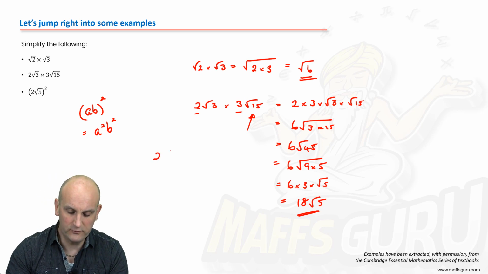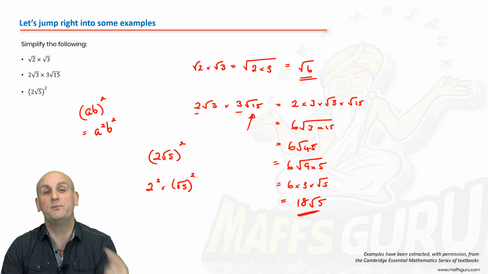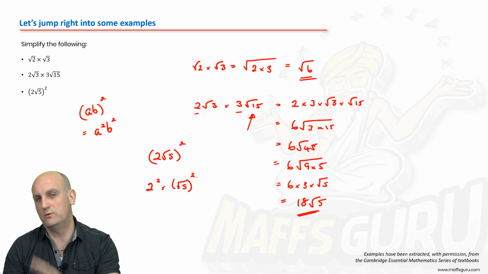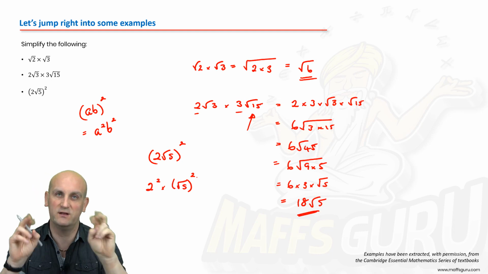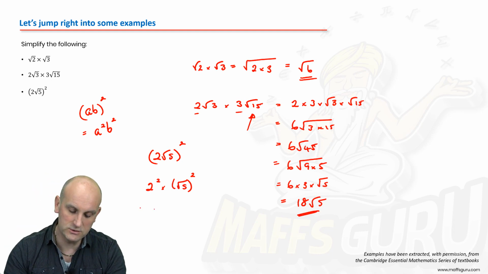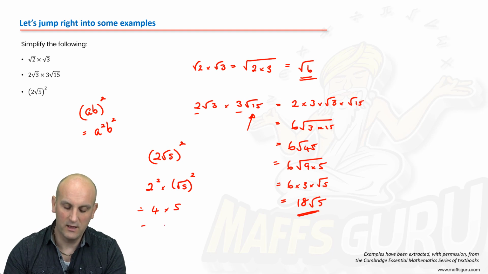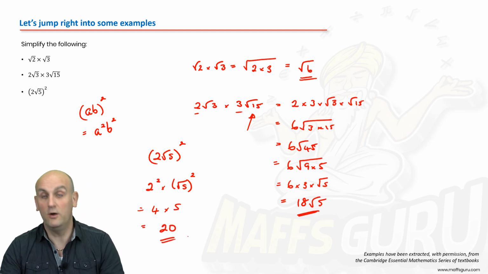So if I have 2 root 5 all squared, then that's the same as 2 squared times the square root of 5 all squared. And going back to a previous video, if you remember, when you square root a square or square a square root sign, they effectively cancel each other out. So 2 squared becomes 4. The square root of 5 squared just gives me the 5. And so that gives me my beautiful answer of 20.